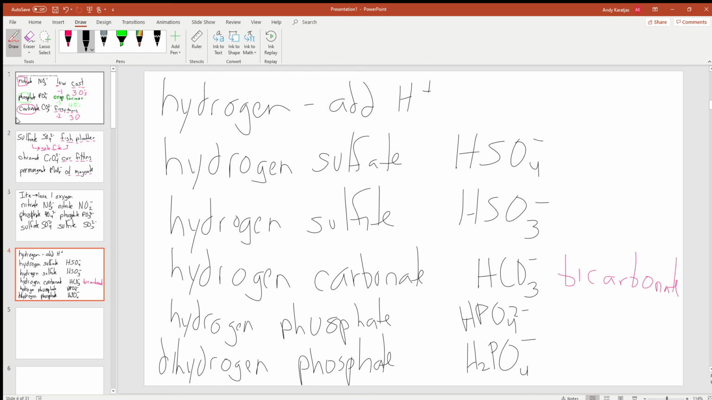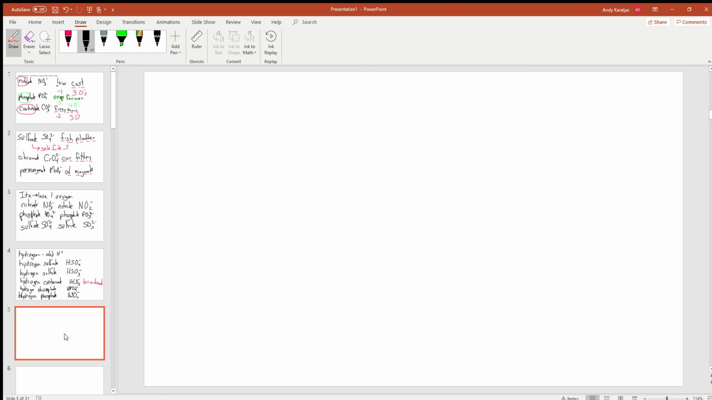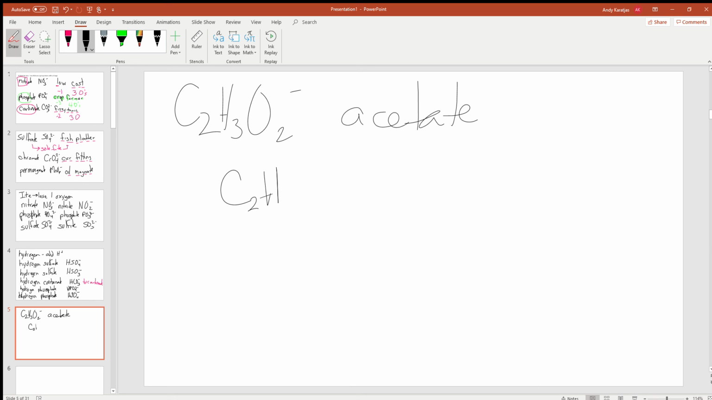So finally, we have two other polyatomics. I don't have mnemonics for these. These are two that you're just going to have to remember. The first one is C2H3O2-. This is known as acetate. This is one that you're probably familiar with, because if you add a hydrogen to this, you get acetic acid. And acetic acid, you may know, is what gives vinegar its smell and its flavor.